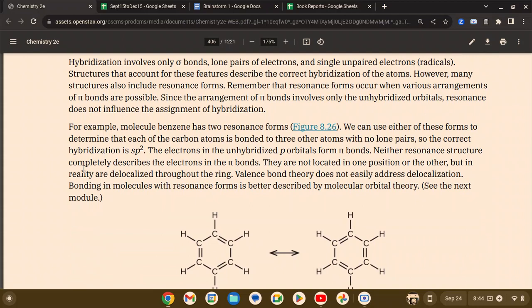Neither resonance structure completely describes the electrons in the pi bonds. They are not located in one position or the other, but in reality are delocalized throughout the ring. Valence bond theory does not easily address delocalization. Bonding in molecules with resonance forms is better described by molecular orbital theory.